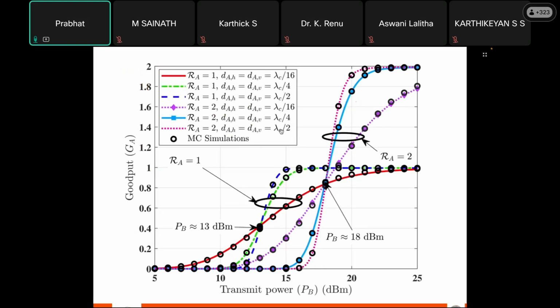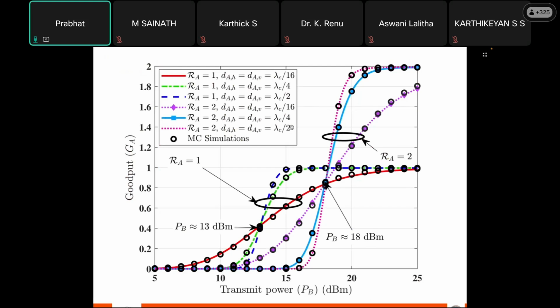So if you are having lambda by 2, then it is saturating; say the starting point is this. When you are having lambda by 4, then the starting point of saturation is this. When you are having lambda by 16, then it is saturating at a later stage. So one observation from this figure is that when you have a constant value of RA, which is 2, the goodput saturates at a lower value of transmit power PB for higher spacing of meta items, right?